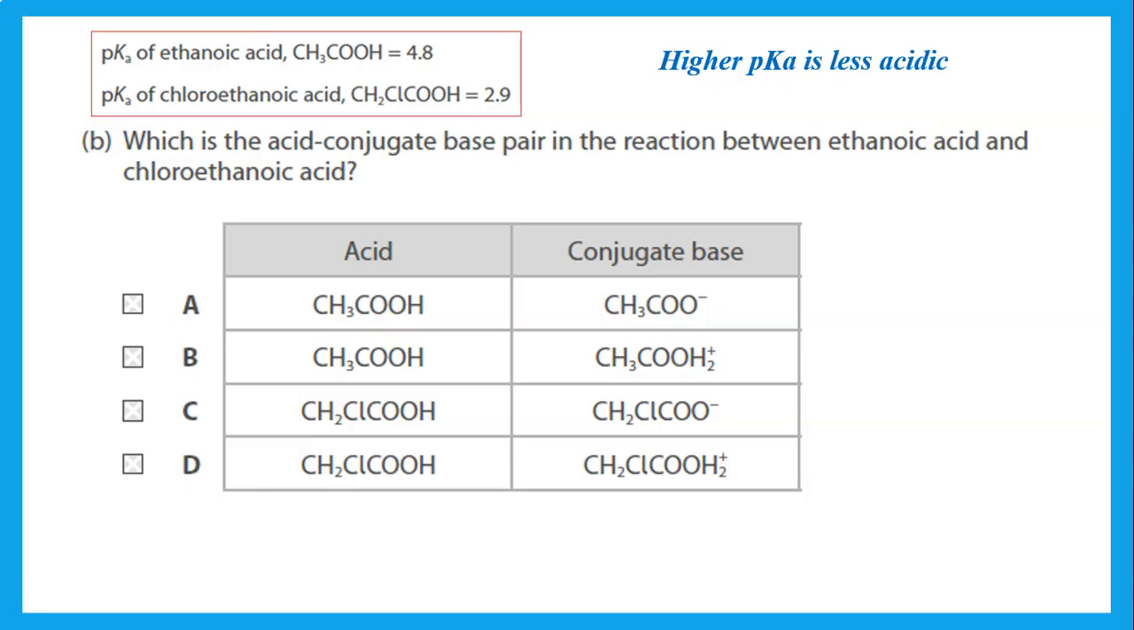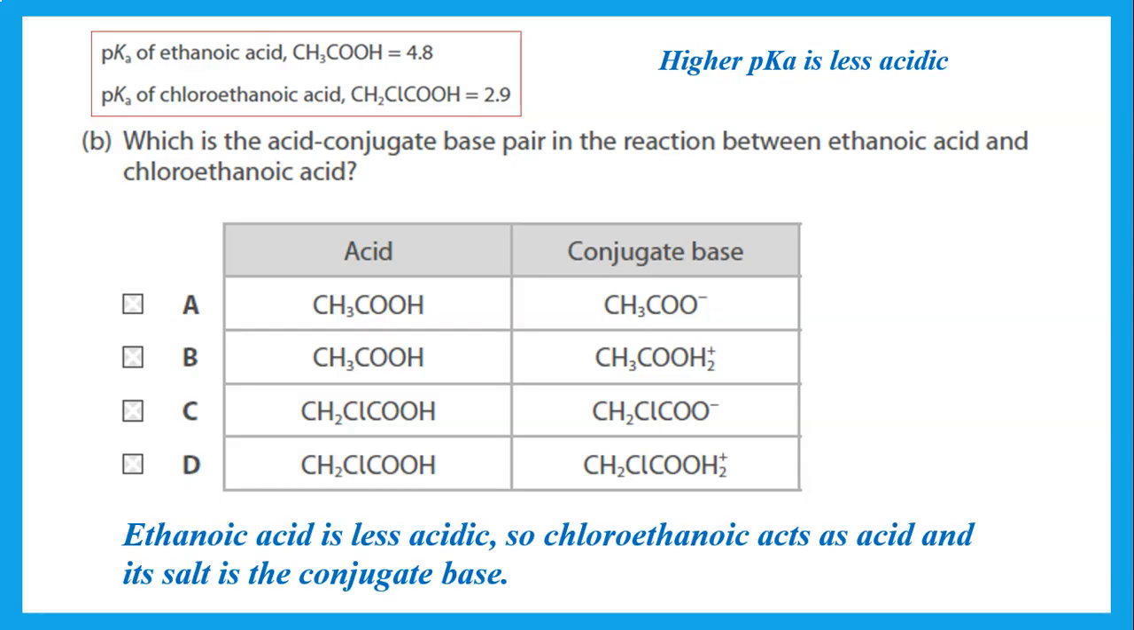So if I want to start with acid and end up with its conjugate base, then I'm looking for the one with the lower pKa. The lower pKa, chloroethanoic acid, is the one that would act as an acid. So its salt would be the conjugate base. So I'm starting with acid, that is chloroethanoic, and its conjugate base would be when I remove that acidic proton at the end of the COOH. Remember, that is the proton that is donated when this acts as an acid.